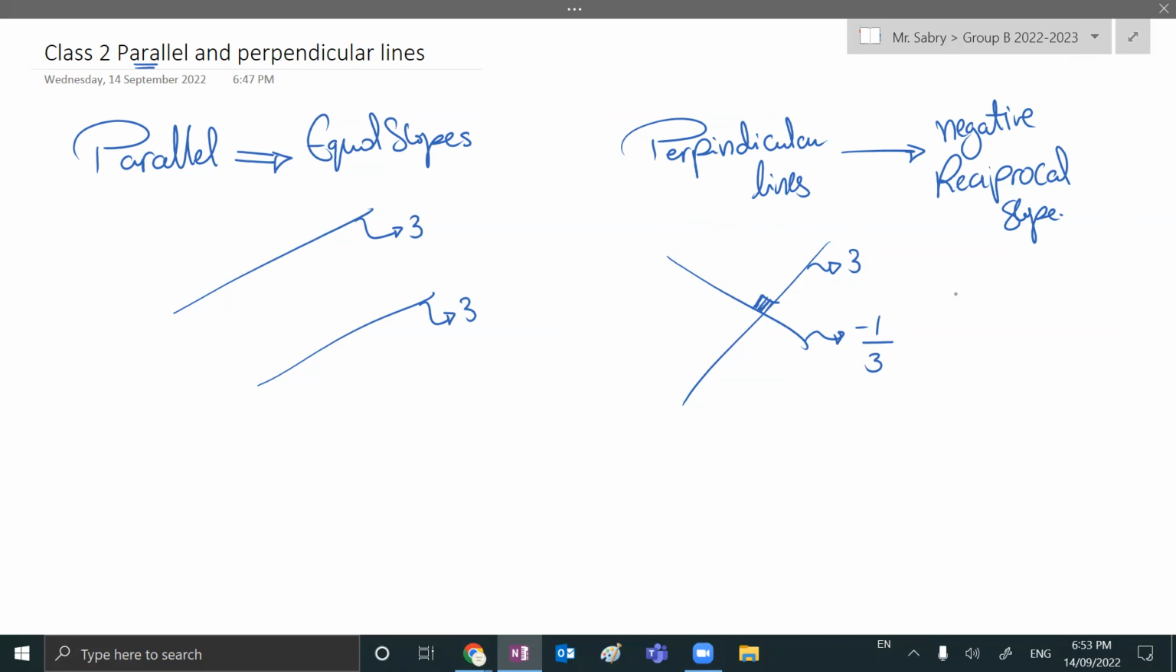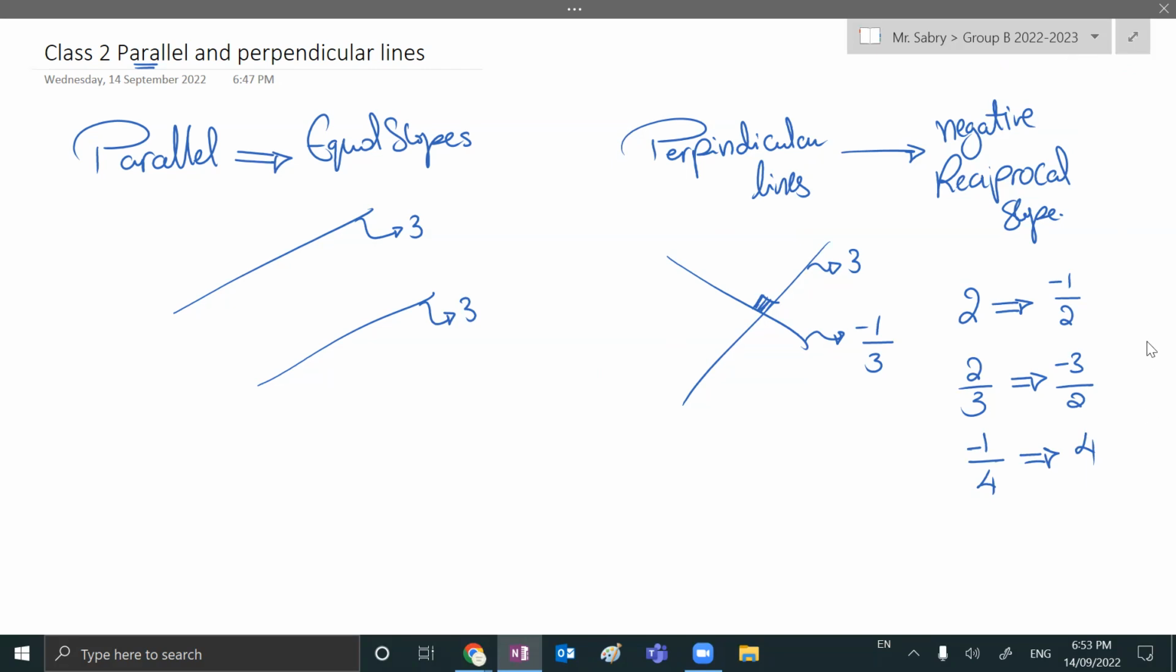So if we have a line that has a slope of 2, then the perpendicular would have a slope of negative 1 over 2. If we have a line that has a slope of 2/3, then the perpendicular line would be negative 3/2. If one has negative 1/4, the other one would become positive 4/1, which is 4. Is anything that I've said so far a bit confusing? No, it's okay.